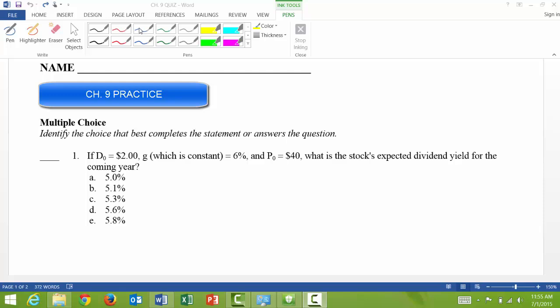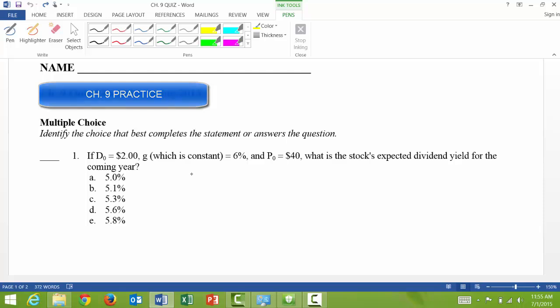Here we have some practice problems for Chapter 9. And the first question is, if D0 is equal to $2, g, which is constant, so we know we have the constant growth model, is 6%, and the price of the stock today, P0, is equal to $40, what is the stock's expected dividend yield for the coming year?